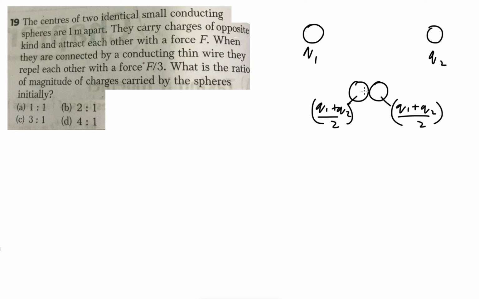Mind you, this will happen only if the radii of both are the same. So it's written identical small conducting spheres. If the radii are not the same, then we distribute charges by equating the potential, and we can't use this. And if we separate them by the same distance, then we don't have to worry about how much the distance was, even though here they say 1 meter apart. If they had only said the same distance, it would still be inconsequential.